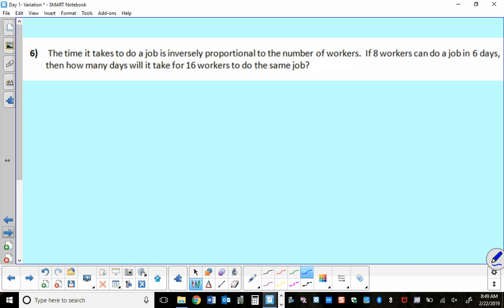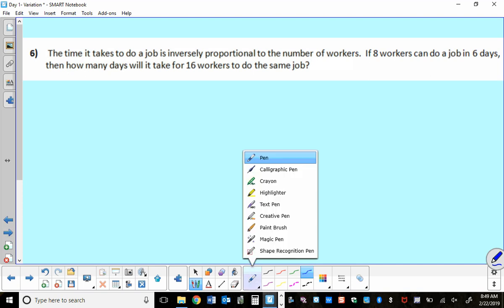Alright, so sometimes they're not going to give you a variable. You have to make it up on your own. Let's read this. The time it takes to do a job is inversely proportional to the number of workers. If 8 workers can do a job in 6 days, then how many days would it take for 16 workers to do the same job?